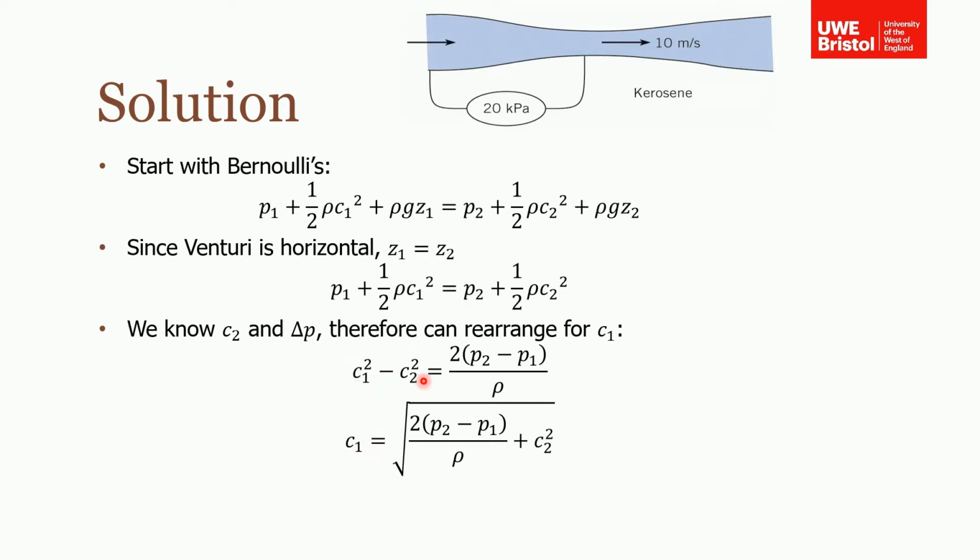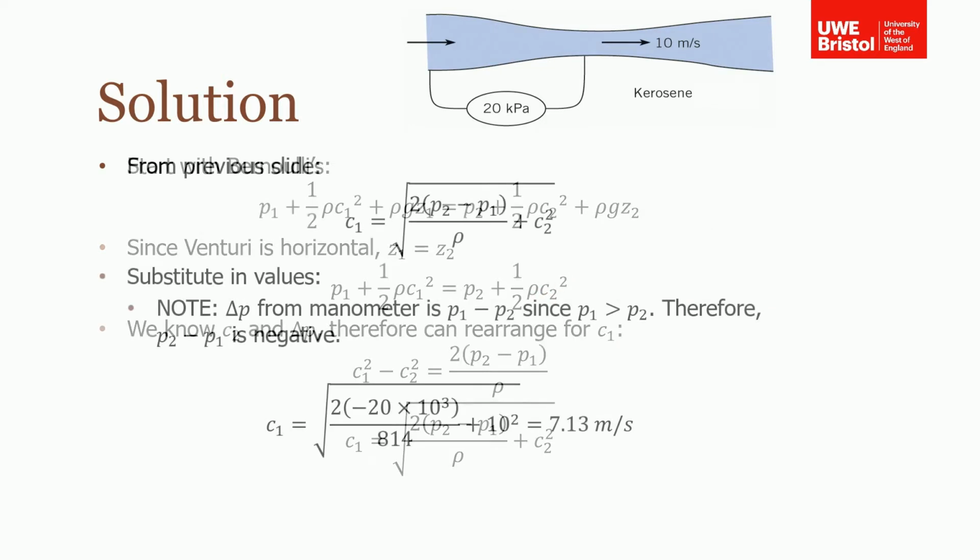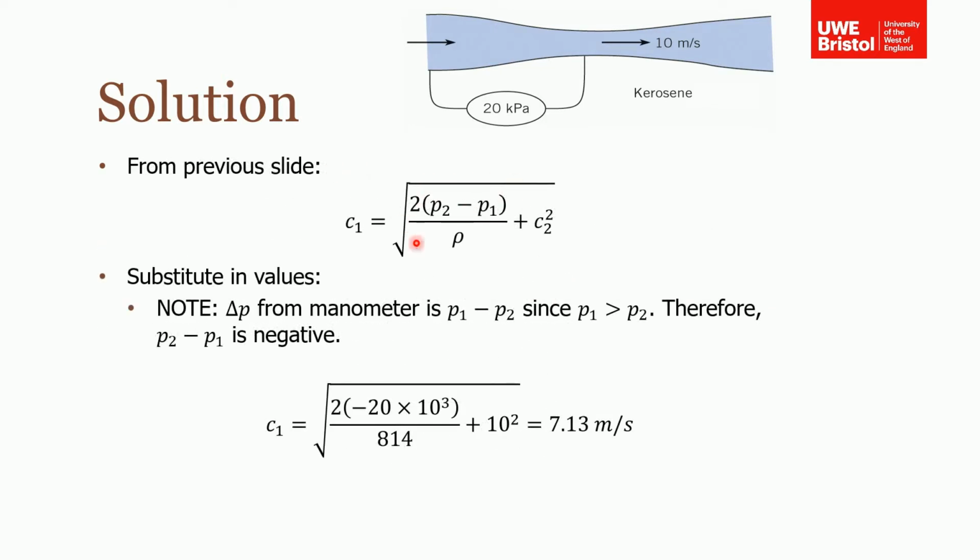Okay, so we're taking this equation, so we combine the pressure, divide through by the density, and then bring C2 onto one side and square root. So we get this in terms of C1, which is obviously what we're trying to find. So we just rearrange Bernoulli's here. So this is what we had from the previous slide. So now we can work this out because we know what the pressure difference is, and we also know what the velocity in the throat is, C2.